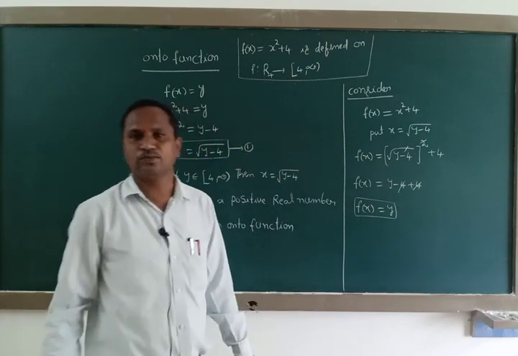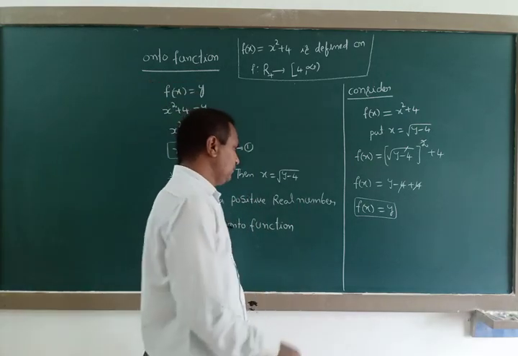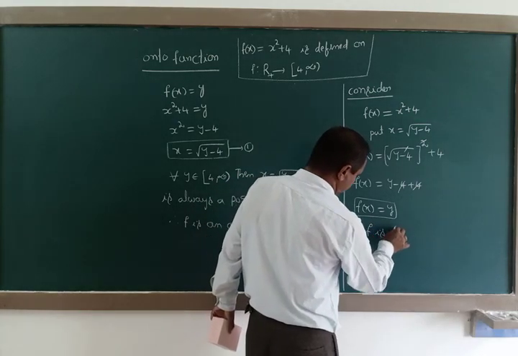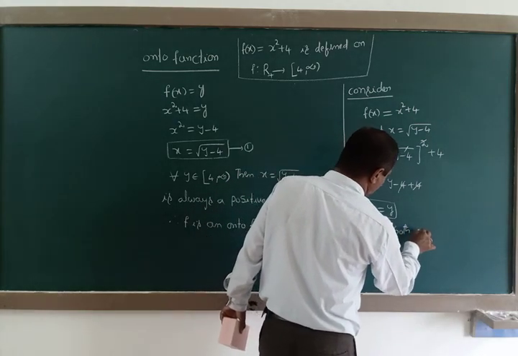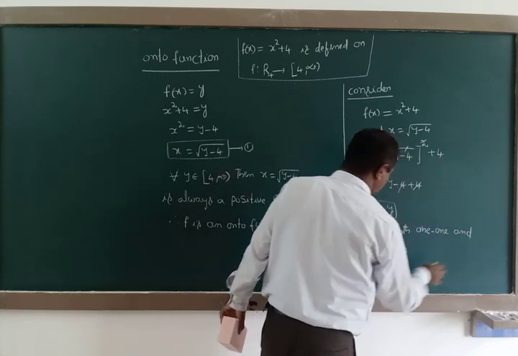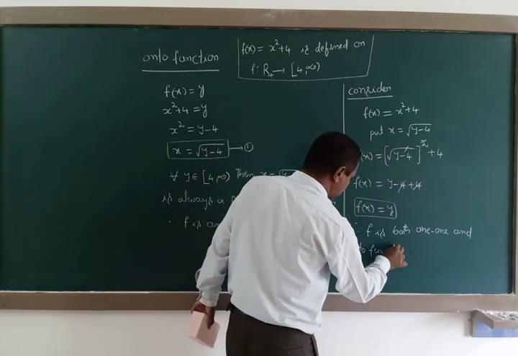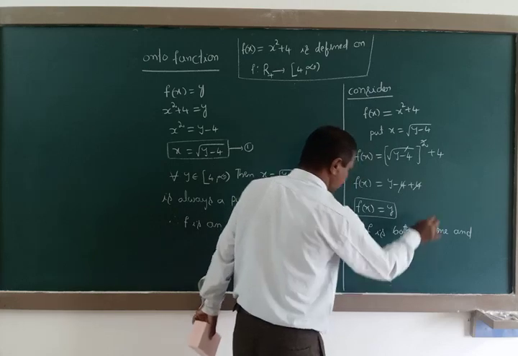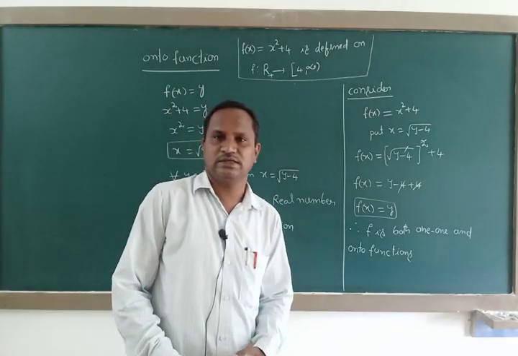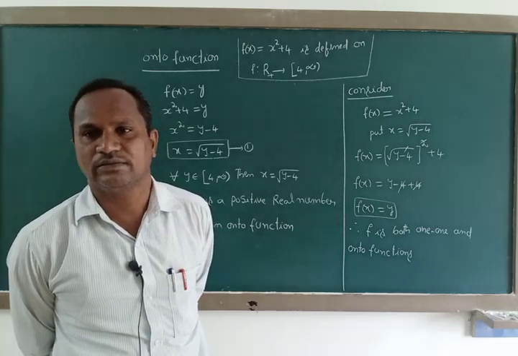We must get the proof for onto function, that is f of x is equal to y. Therefore, f is both one-one and onto function. Then the inverse function exists. Inverse function exists means we can write f is said to be invertible.